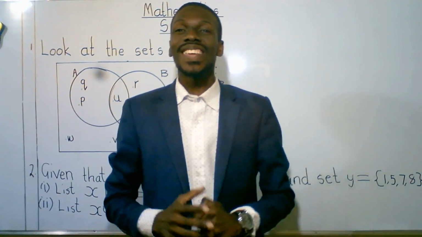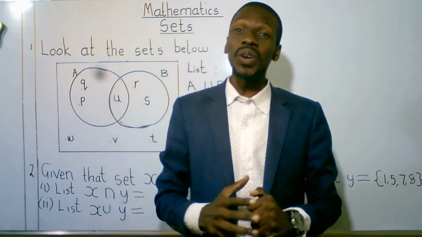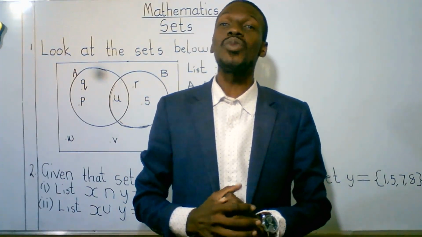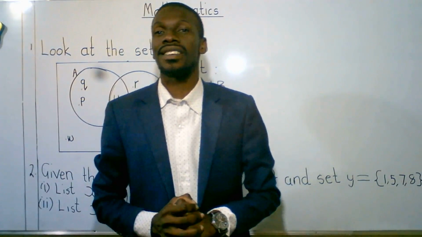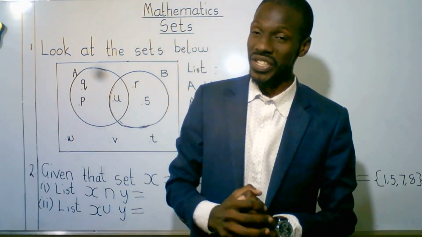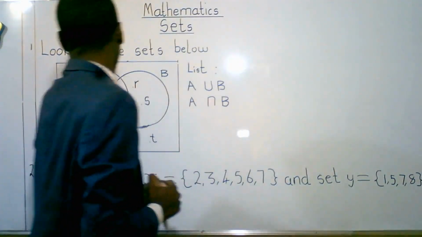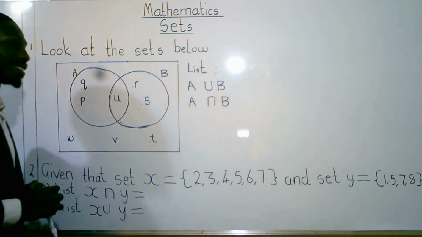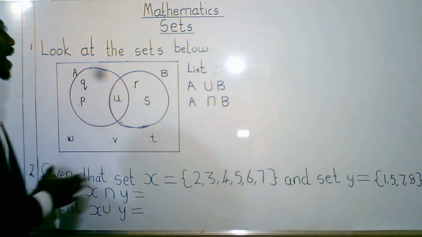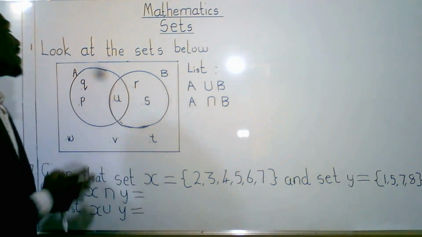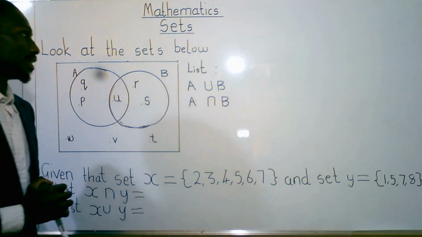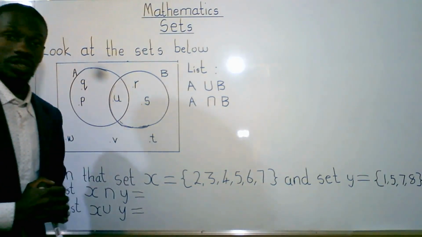In this mathematics video, we're going to discuss sets. A set is a collection of well-defined elements. Let's take a look at the questions. Look at the sets below. We've got two sets here, set A and set B. These sets have letters of the alphabet. Then the questions are as follows.